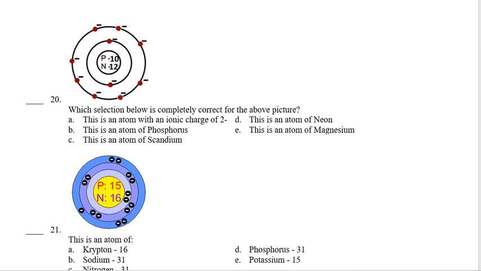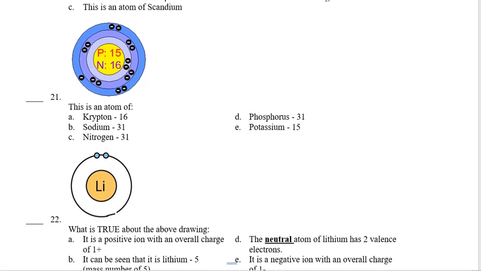Reasonable number. Let's see, number 10. This is definitely neon. There it is. The answer is this is neon. 15 protons. We're talking about phosphorus. And so maybe it's phosphorus 31. It must be phosphorus 31. That's the only phosphorus here.